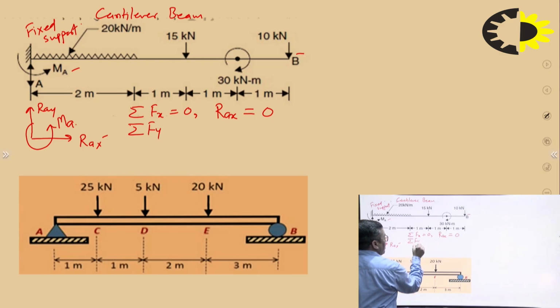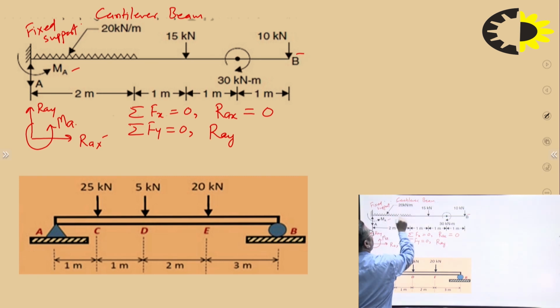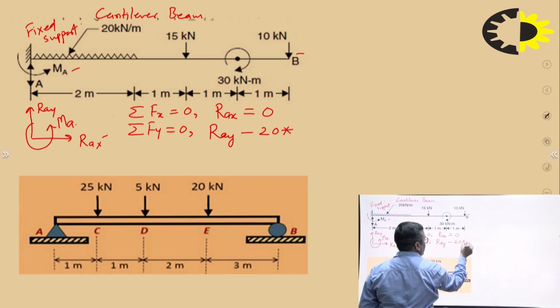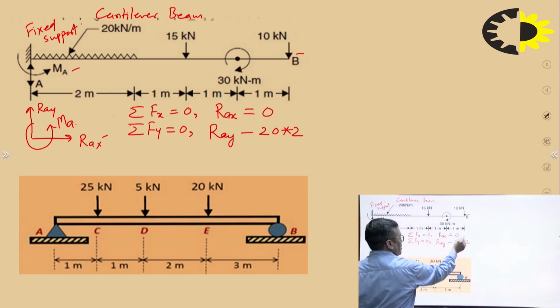The second equation will be sigma Fy equals 0. So let's write the sigma, meaning the algebraic sum of all the forces in the vertical direction. Let's start from here. RAY, then the UDL. Now we know how to write a UDL: 20 into 2. 20 kilonewton per meter is the intensity over 2 meters of length, spread out. So 20 into 2 is the point load through which we can represent this UDL.